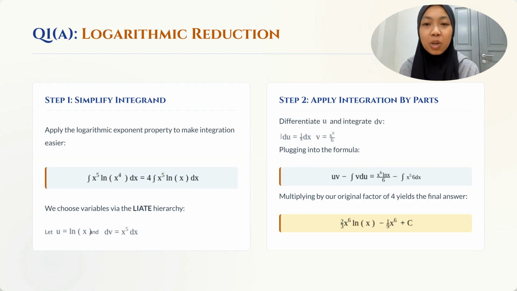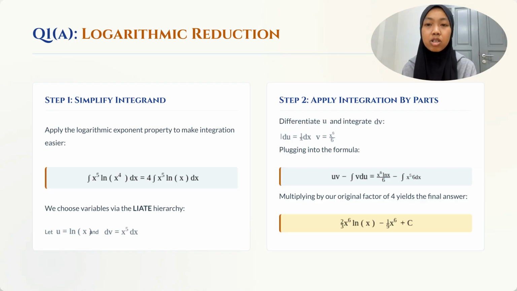For part A, we are evaluating the integral of x to the power of 5 times ln x to the power of 4 dx. First, we simplify using logarithm properties to bring the exponent out, getting 4 times the integral of x to the power of 5 ln x dx. Applying the LIATE rule, we assign u as ln x and dv as x to the power of 5 dx. This gives us du equal to 1 over x dx and v equal to x to the power of 6 divided by 6.